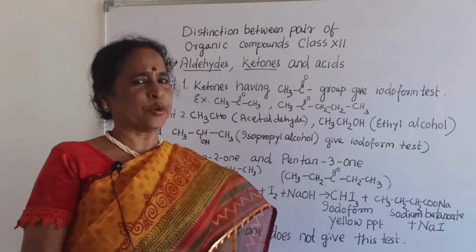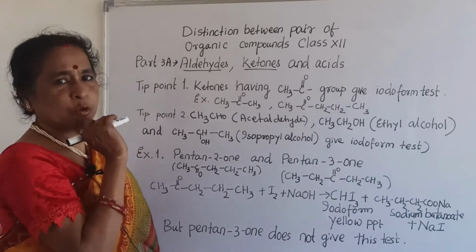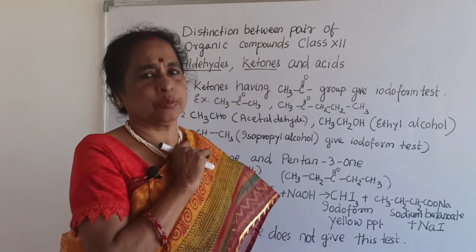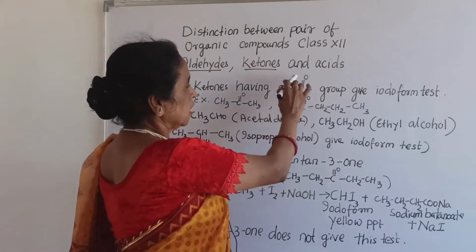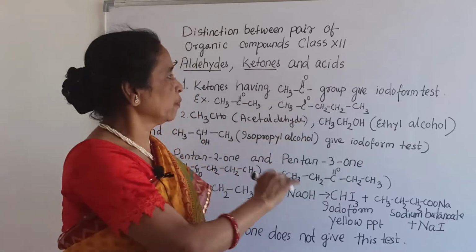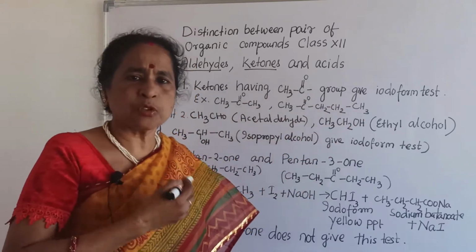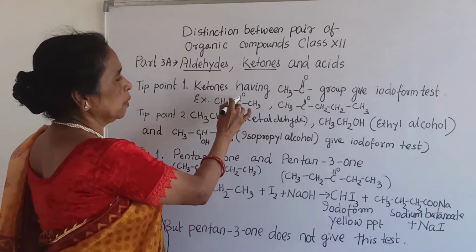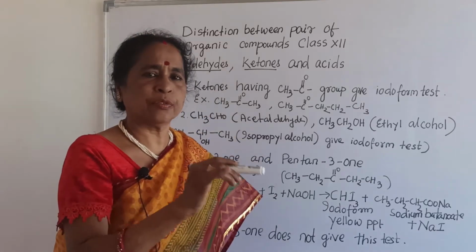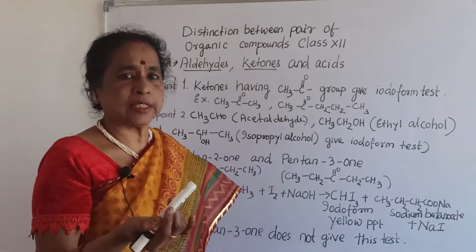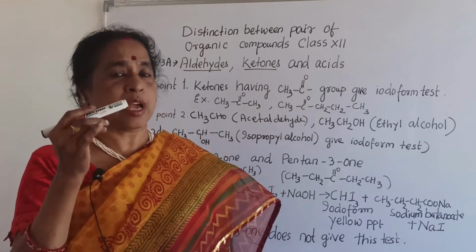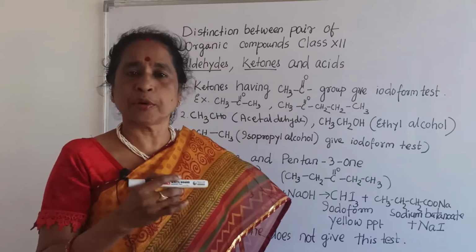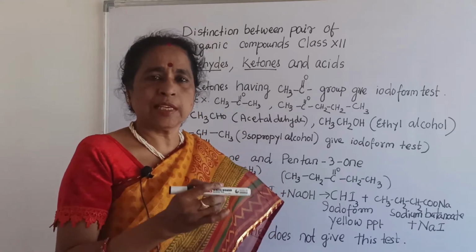Let us see tip point 1. In tip point 1, we will see the important reaction: ketones having the CH3CO group. Ketones having CH3CO, which is called the methyl ketone group, give the iodoform test. There are so many ketones, but if a ketone has the CH3CO group, then it will surely give the iodoform test. Then what is that iodoform test? When the compound is treated with iodine and sodium hydroxide, it gives a yellow precipitate of iodoform. What is the formula of iodoform? CHI3.